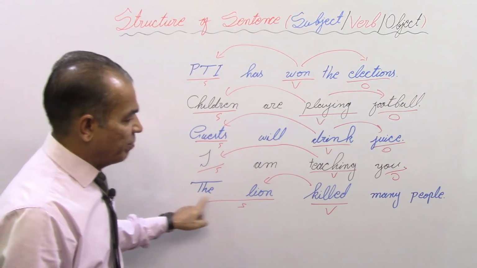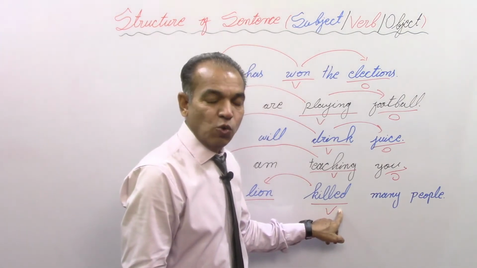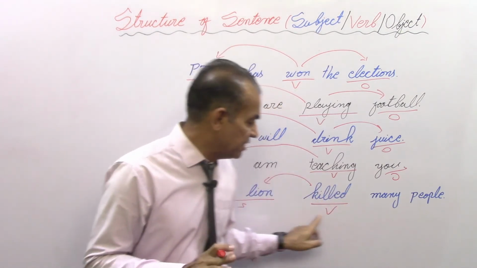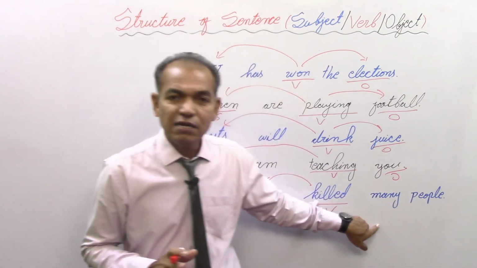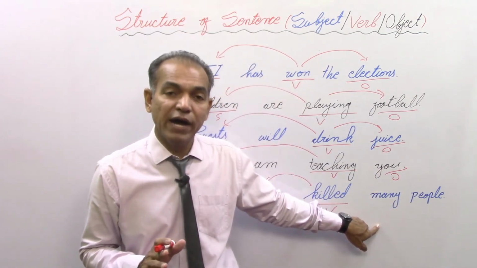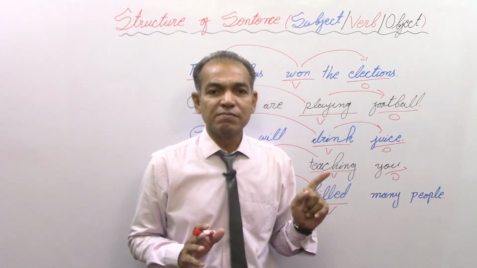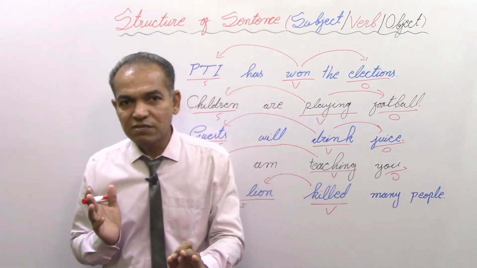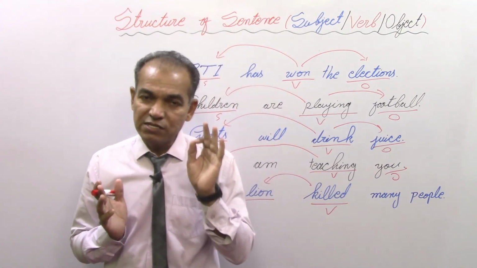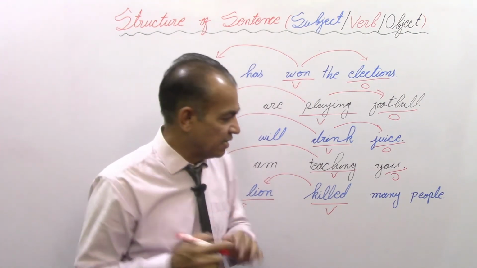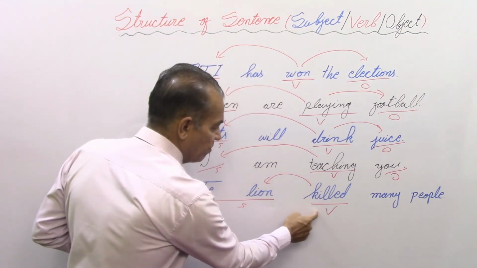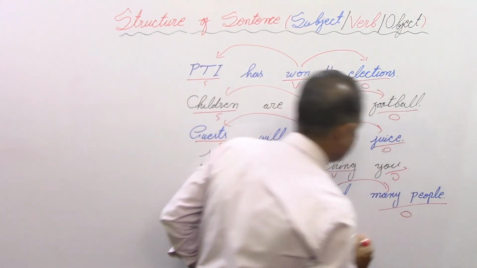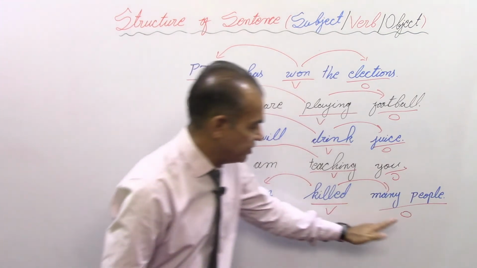And the last example: "The lion killed many people." The lion performed an action of killing. So who was affected by this action? Many people were affected by this action. So it means that many people is the object of our sentence, because many people were affected. Again, the person or thing which is being affected by the action is called the object of the sentence. The lion performed an action of killing and many people were affected. So many people is the object of this sentence.